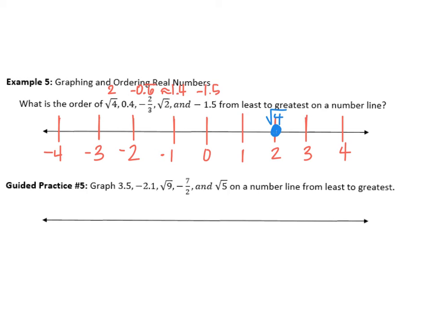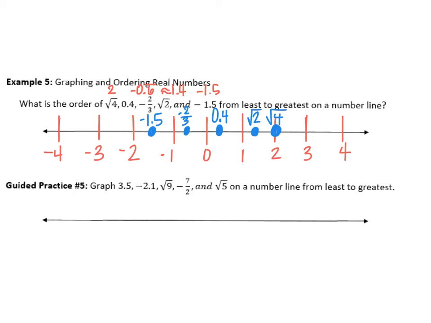0.4, that's almost halfway between 0 and 1. We didn't have to change it. Negative 2/3 is negative 0.6, which is a little over halfway between negative 1 and 0, and we've got to call it -2/3. The square root of 2 is 1.4, so it's going to be almost halfway between 1 and 2. But when we label it, we have to label it the square root of 2. The next one, -1.5, is going to be halfway between -1 and -2. And now you've labeled and ordered your numbers on a number line.